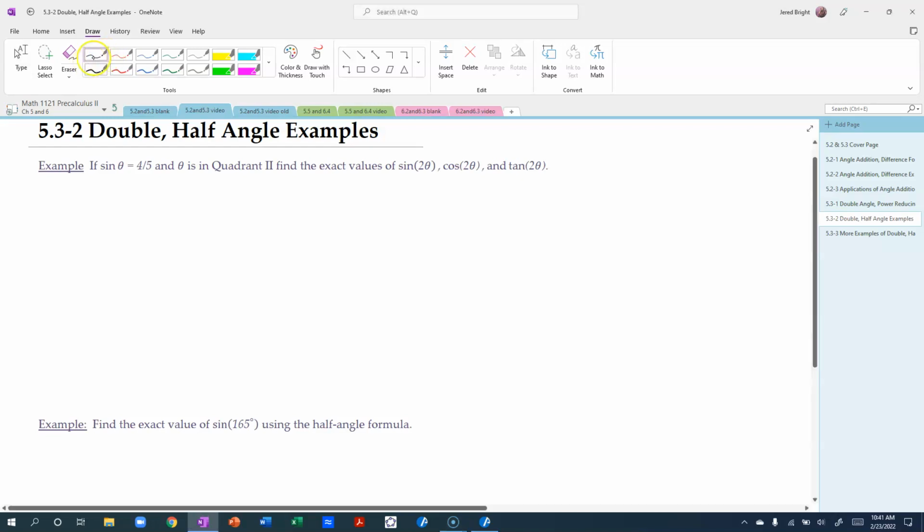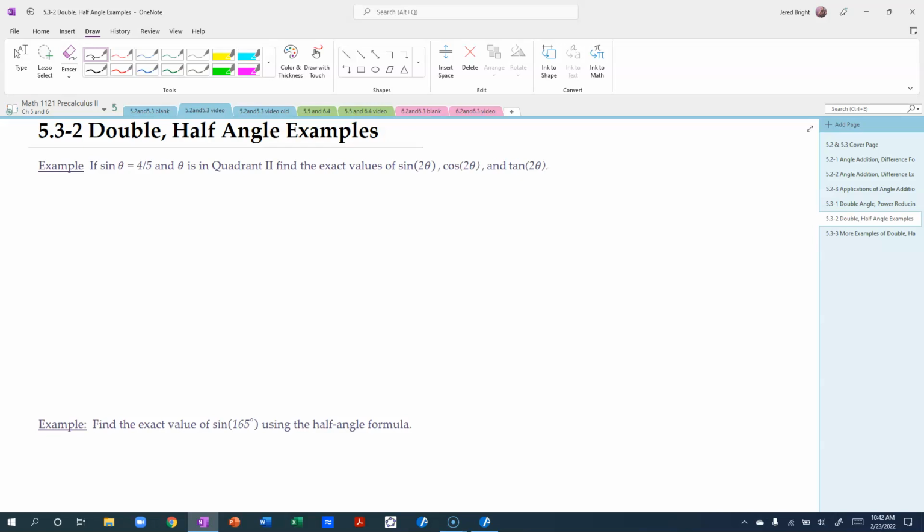Welcome back, and now we are going to get some practice with those half angles and double angles. Like I said, the power reducing formulas, they're a thing. We're not going to emphasize those too much though. Okay, so sine of theta is 4/5 and theta is in quadrant 2.